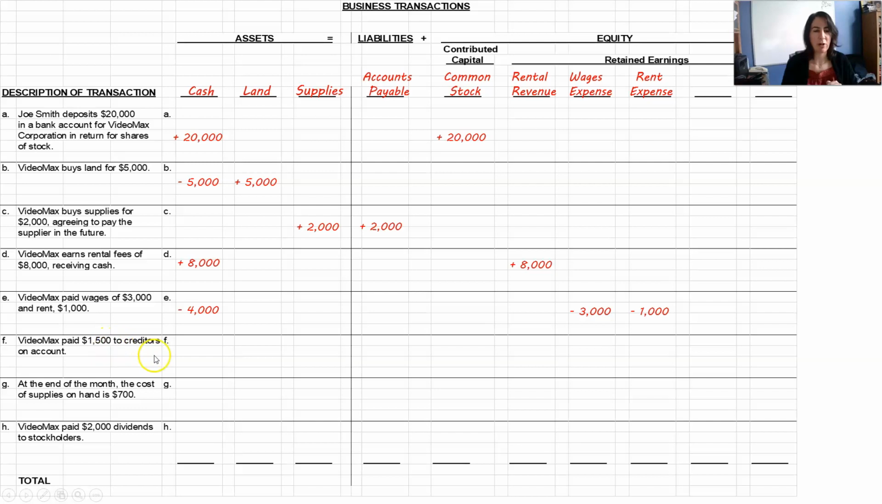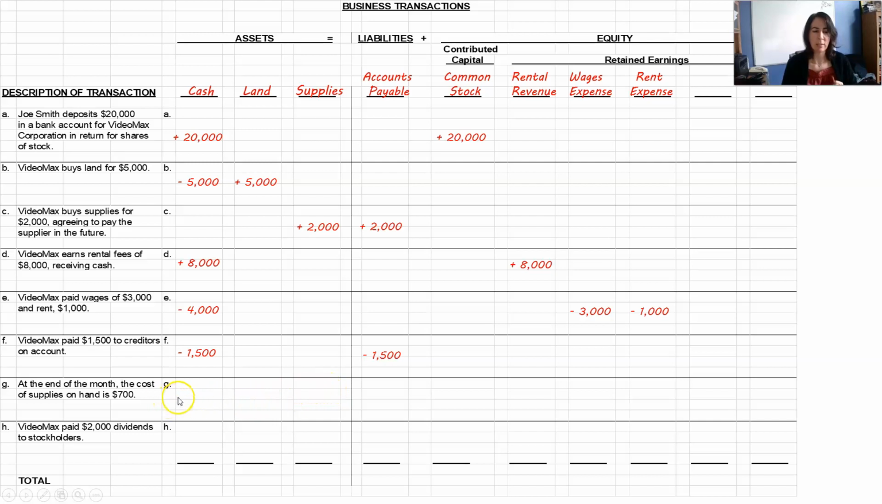VideoMax paid $1,500 to creditors on account. All right, let's start with cash. $1,500 came out. And creditors are people we owe money to. So we paid them. So accounts payable. Remember, accounts payable is where we owe money. Now we've paid some of that money, so we're going to subtract $1,500.